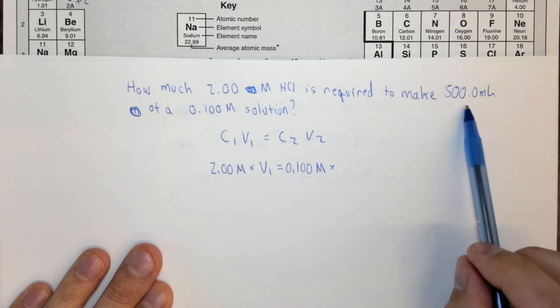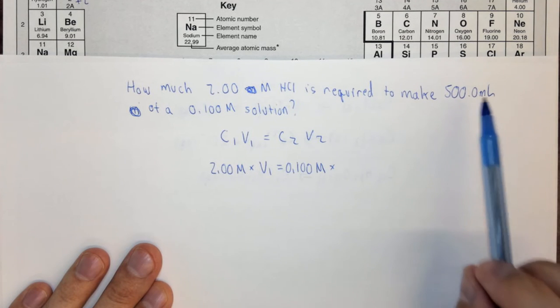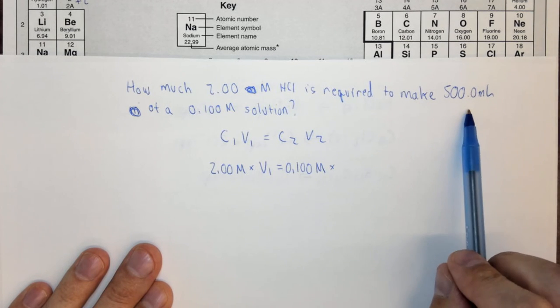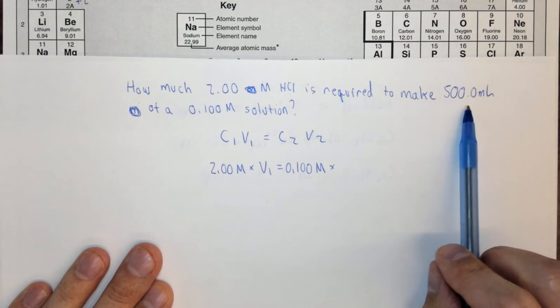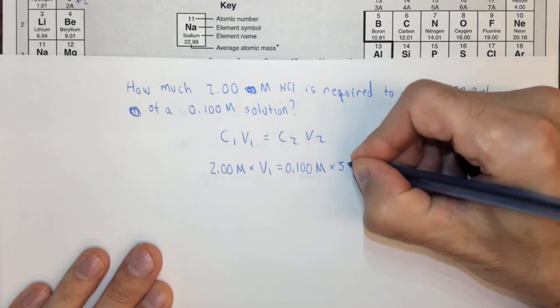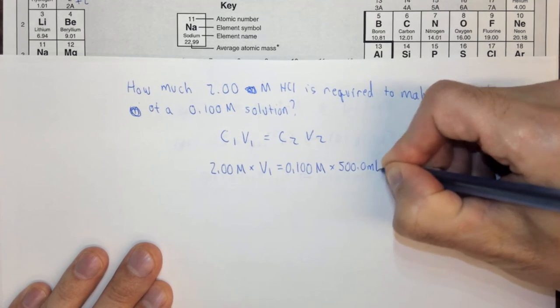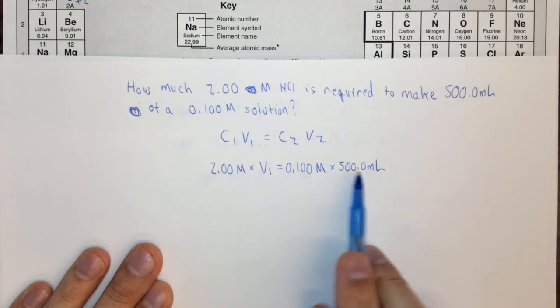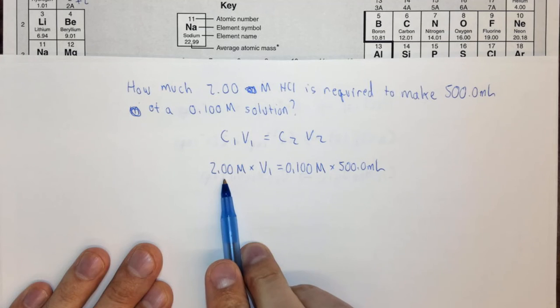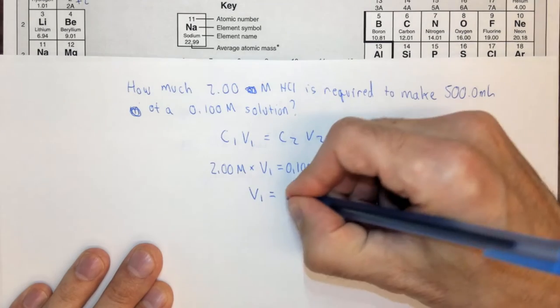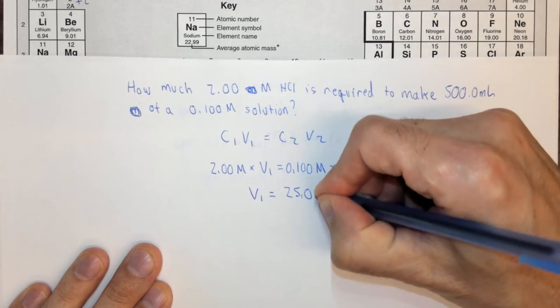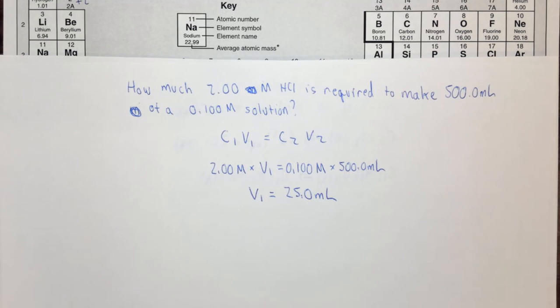This is one case where you actually don't have to convert this to liters. It would not be wrong to convert it, so if in doubt, convert. In the previous examples, if you didn't convert to liters, you'd get the wrong answer. But here you don't have to convert to liters. So I'm going to put it in as 500 milliliters. We multiply these two and then divide by the number next to the variable, and we find that V1 equals 25.0 milliliters. So what does this mean?